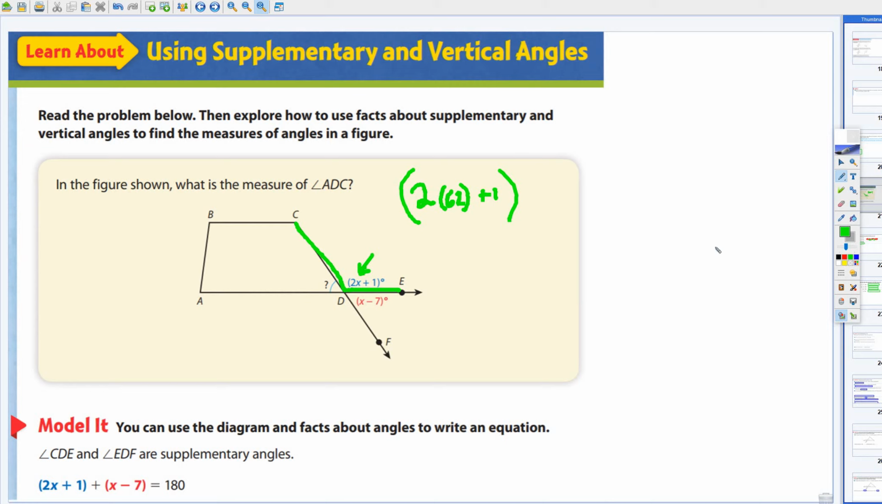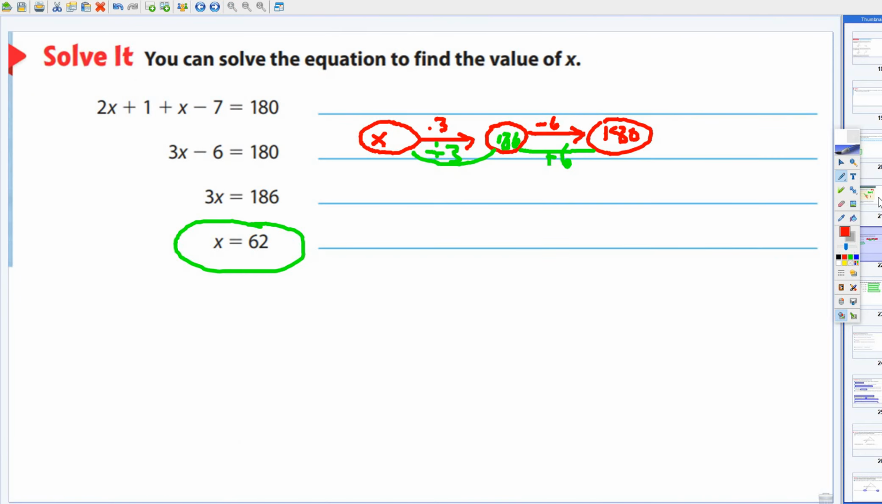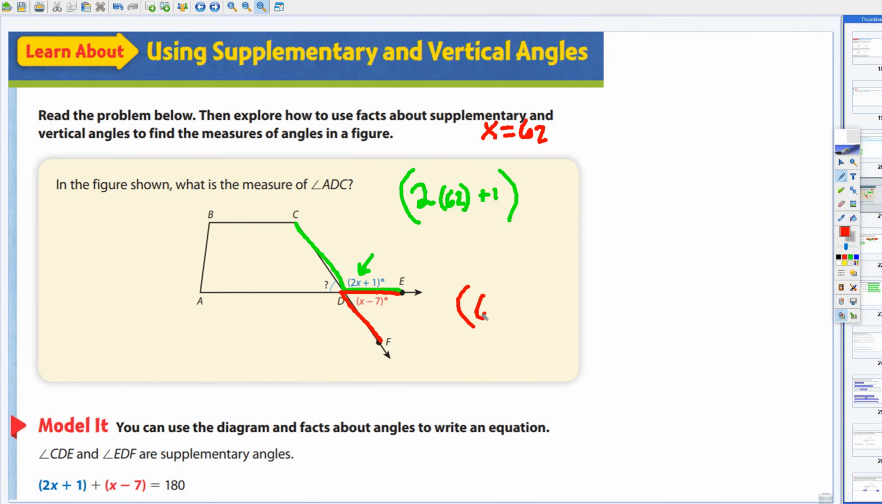Okay? Let's look at the other angle. I'll use red. EDF. It's x minus 7, but we know x is 62. I should put it up here. x equals 62. We did the math, if you remember, on this page. So now I'm going to do 62, because that's for x minus 7. Alright? And then you can see what the values are. Think about that. 62 minus 7 is 55. So this angle measures 55 degrees. Plus you can see it's acute, so that kind of makes sense.